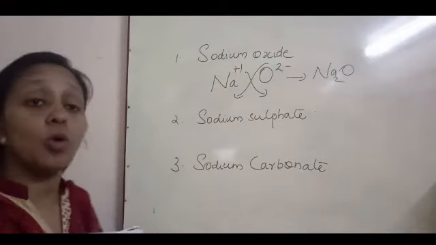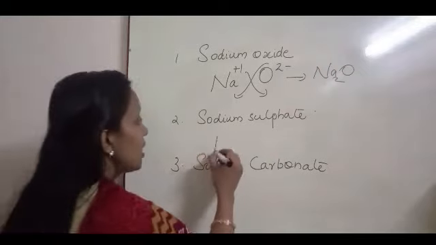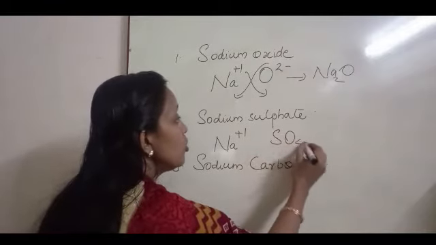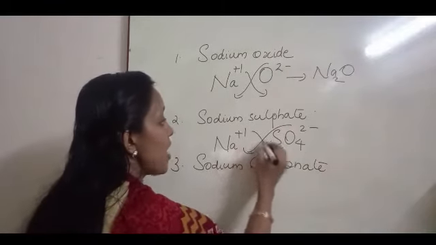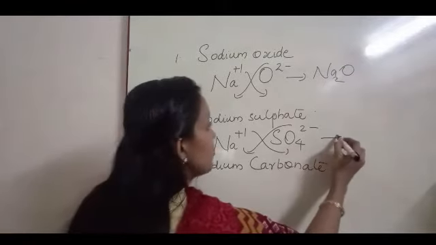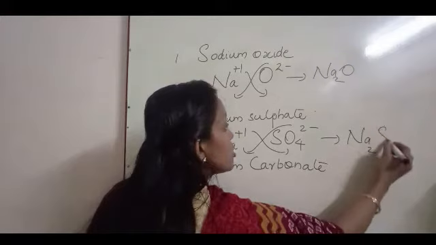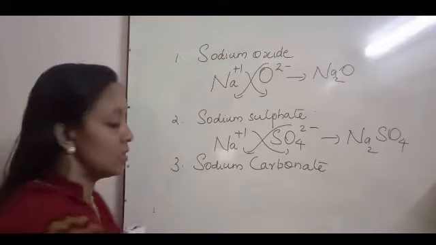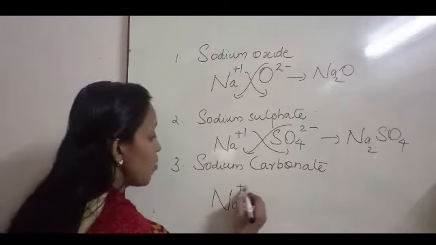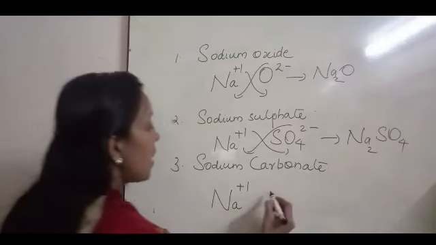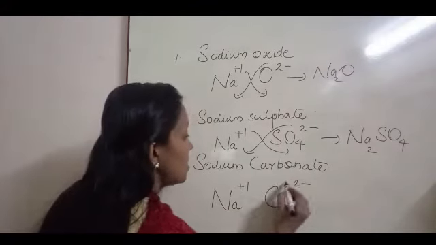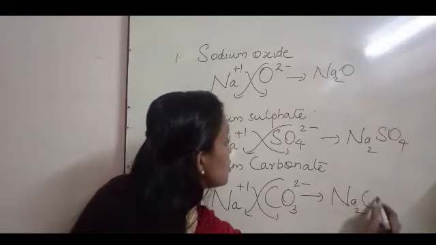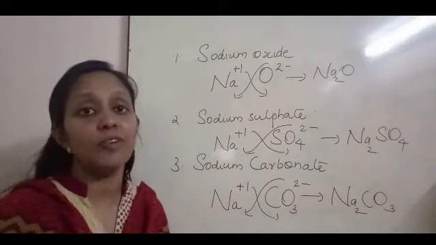Moving on to the next compound, sodium sulfate. How to write? We know that the valency of sodium is plus 1. Sulfate is SO4 2 minus. Now we are going to exchange the valency of the two radicals. You will get the formula as Na2SO4. Moving on to the next one, sodium carbonate. Valency of sodium is plus 1. Carbonate is CO3 2 minus. After exchange of valencies, we get the formula as Na2CO3. This is how we get the formula of sodium carbonate.